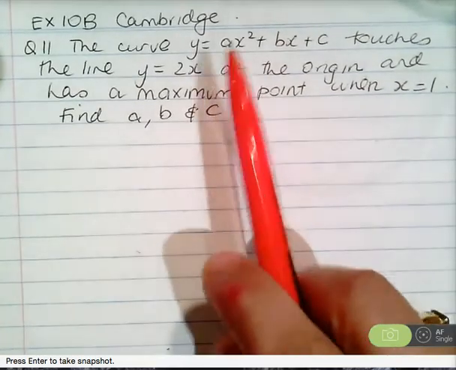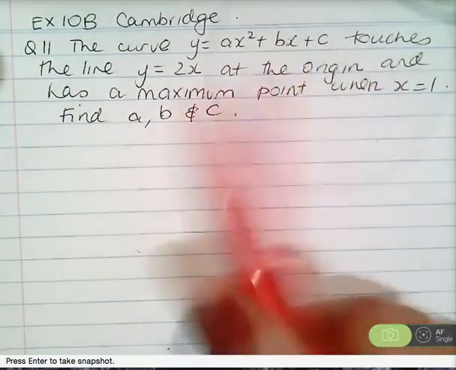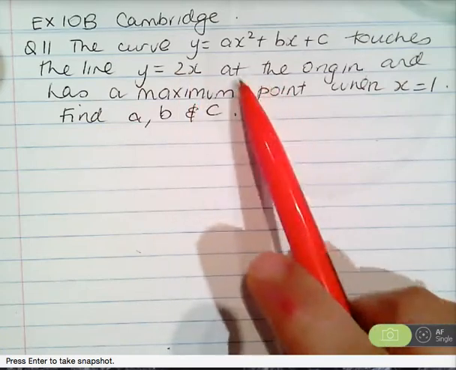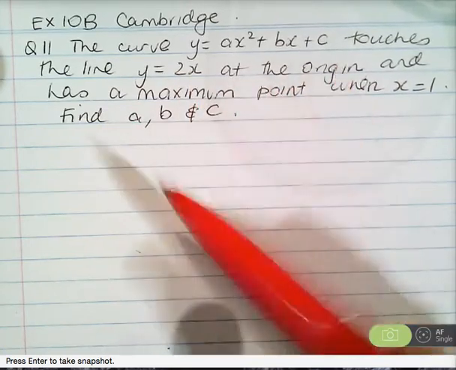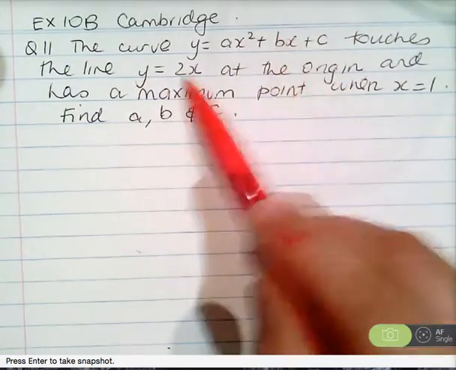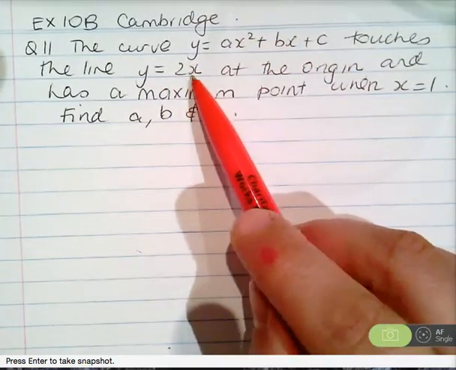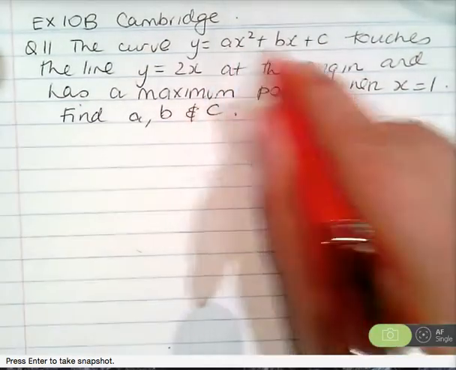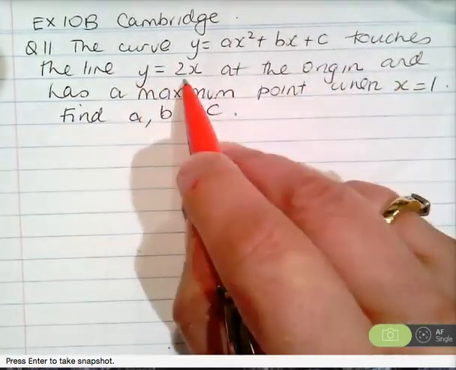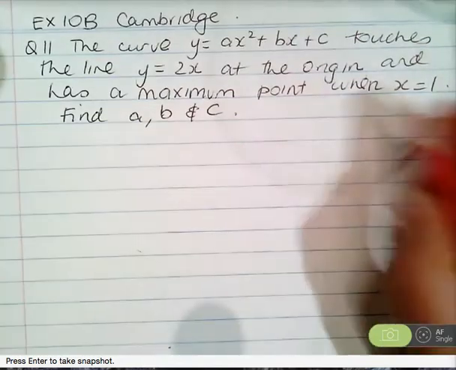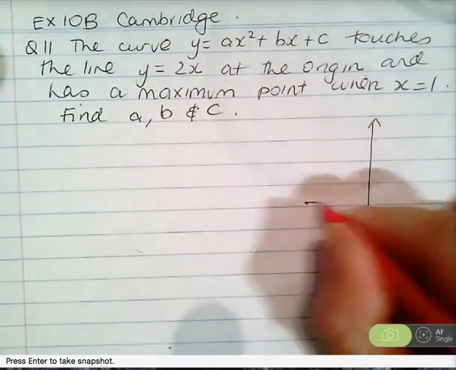Now it says the curve y equals ax squared plus bx plus c touches the line y equals 2x at the origin. That means that these two equations will touch each other at the origin. Now this is a parabola that's concave up, and this is a straight line with a gradient of 2. So I'm just going to sketch what the problem actually means.